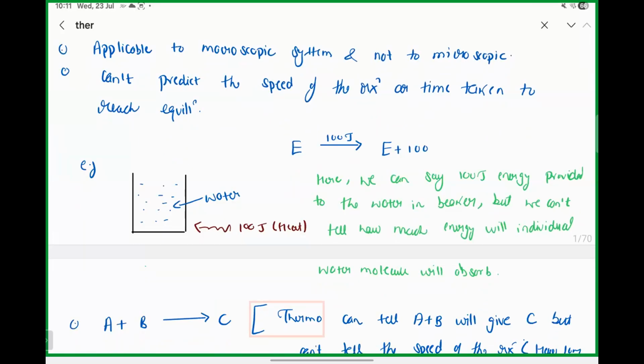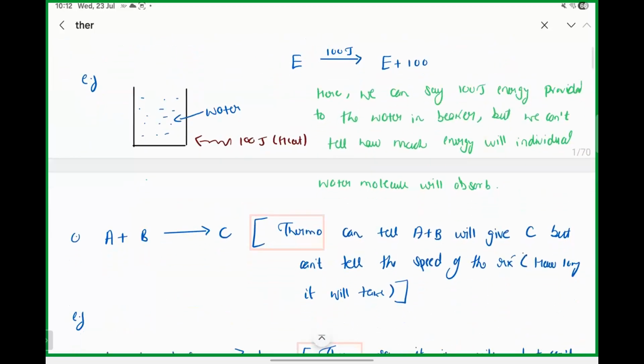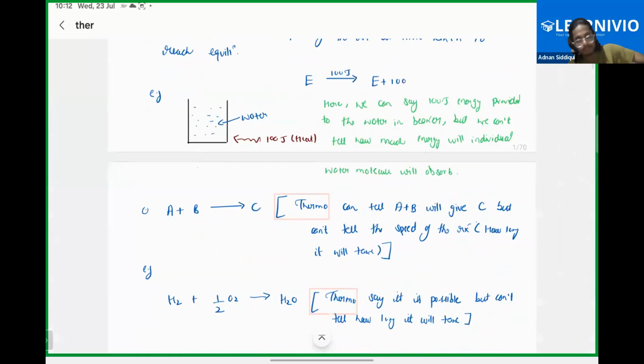It doesn't tell how long it will take. It will tell you it is going to take some time, but how long? Thermodynamics has no concern about it.